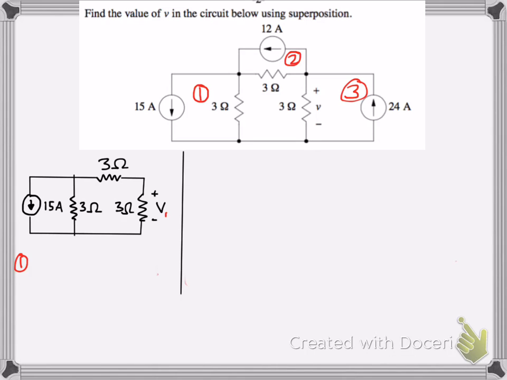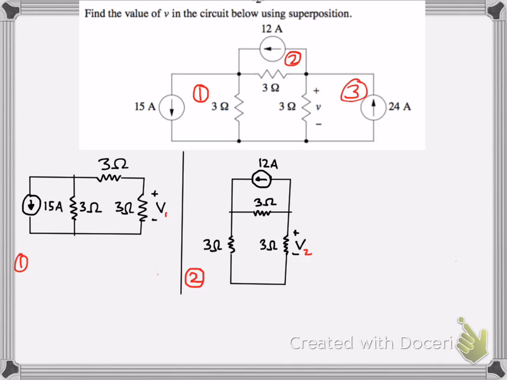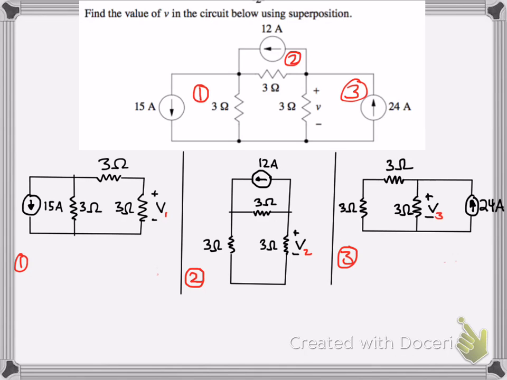Now let's look at our second circuit. If we ignore the 15 amps and the 24 amps, we remove those from the circuit, then we're only left with the 12 amp current source, and we have our other circuit here. Then let's remove the 15 amp and the 12 amp for our third circuit, and we would only leave the 24 amps.